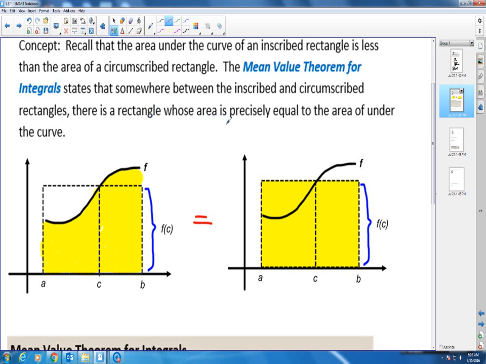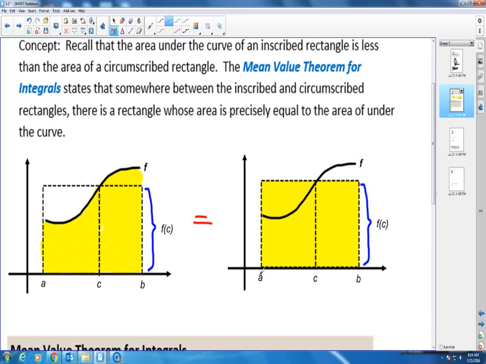There's a rectangle whose area is precisely equal to the area under the curve. So this picture here is all the area under the curve. In this picture here, I highlighted in yellow just inside the rectangle. So part of the space I shaded is actually above the curve.